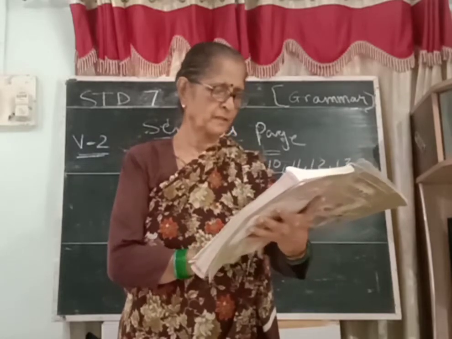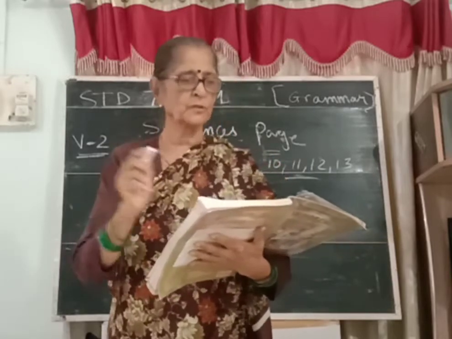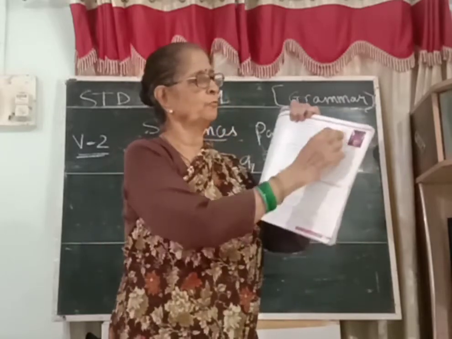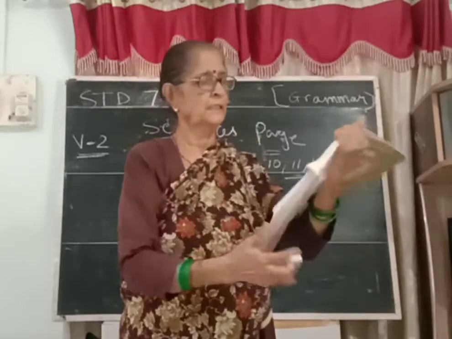What are you doing here? This is a question, so interrogative. Cross. How are you, Smita? Cross. I have marked for you. You can also mark. We have done all these things last year also.